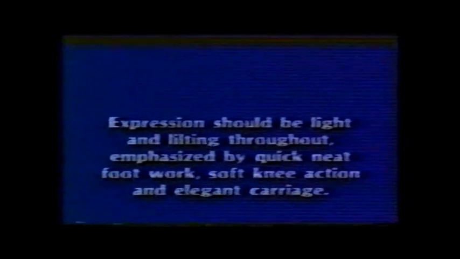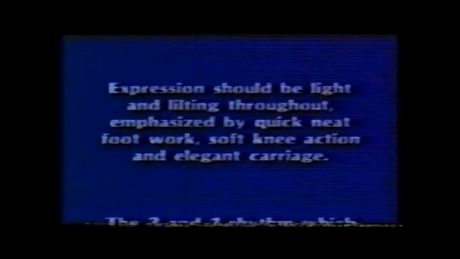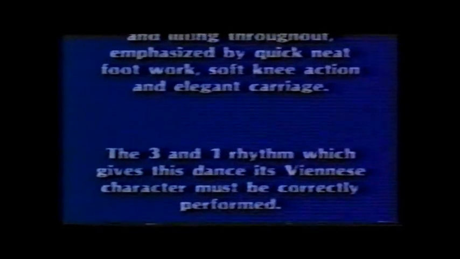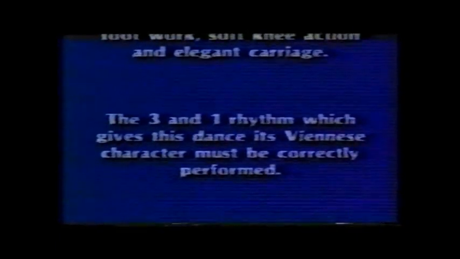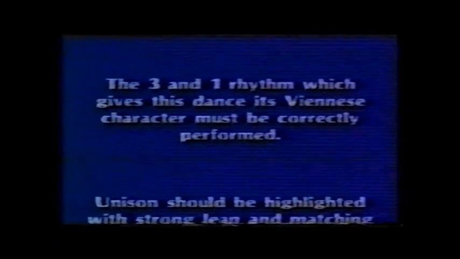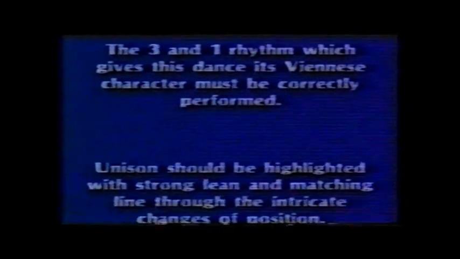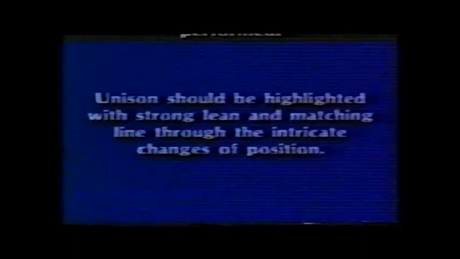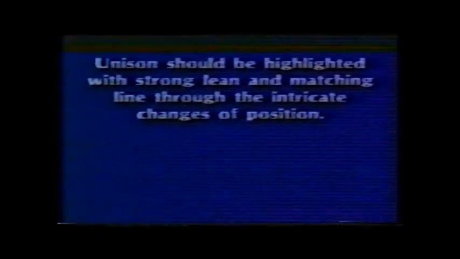Viennese waltz. The Viennese waltz is an optional pattern dance. Expression should be light and lilting throughout, emphasized by quick, neat footwork, soft knee action, and elegant carriage. The 3-and-1 rhythm, which gives this dance its Viennese character, must be correctly performed. Unison should be highlighted with strong lean and matching line through the intricate changes of position.